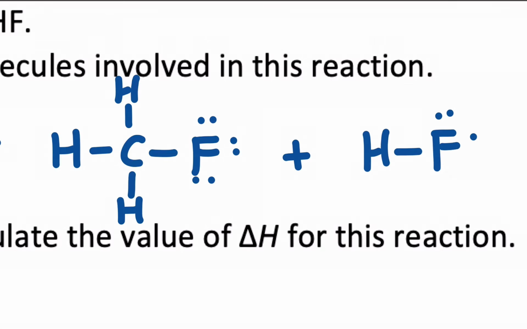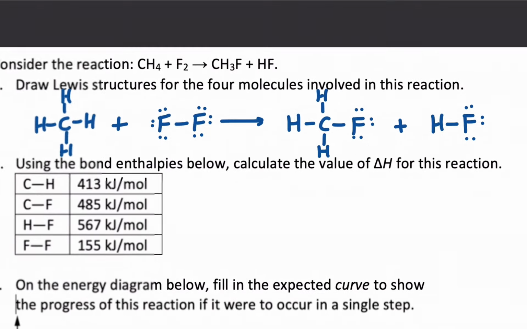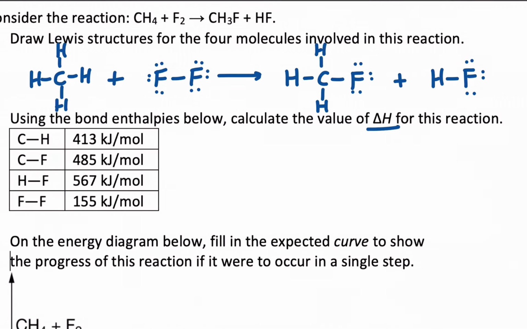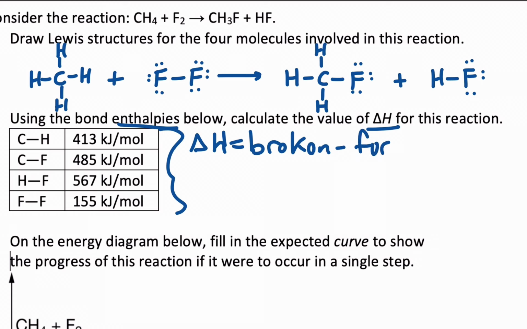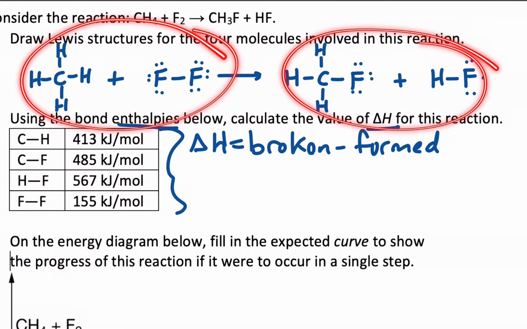And I can tell I'm already gearing up for what they're going to have me do next. They want me to get the delta H given the bond energies, also called the bond enthalpies. So delta H is going to be the broken minus formed. So this is the opposite of heats of formation. It's the reactants minus the products.